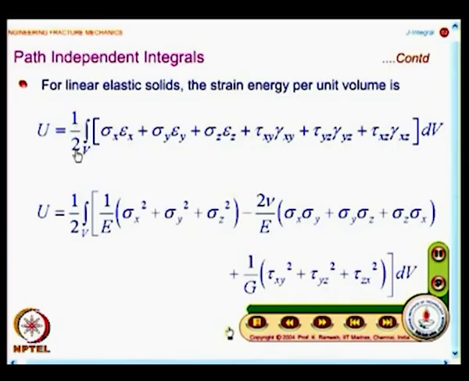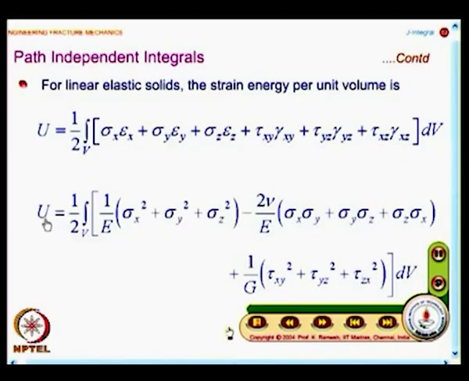This is 1/2 of the integral over the volume of sigma_x epsilon_x plus sigma_y epsilon_y plus sigma_z epsilon_z plus tau_xy gamma_xy plus tau_yz gamma_yz plus tau_xz gamma_xz multiplied by dV. This is expressed in terms of stress and strain. If you employ the stress strain relations, you could also express the strain energy in terms of only the stress components.